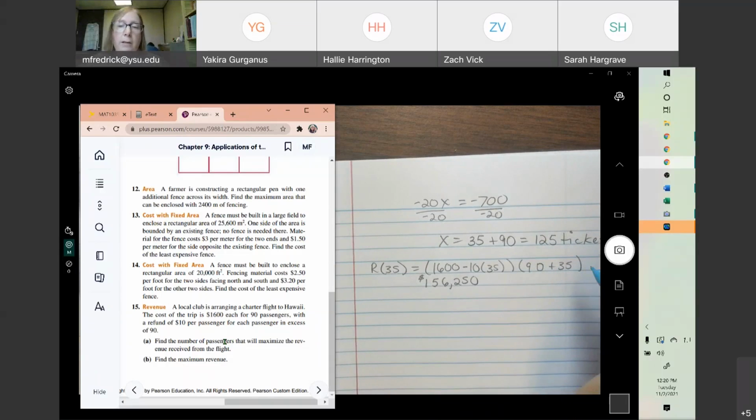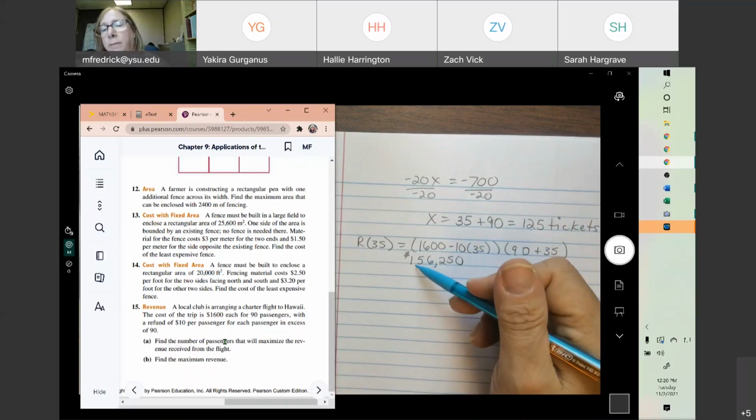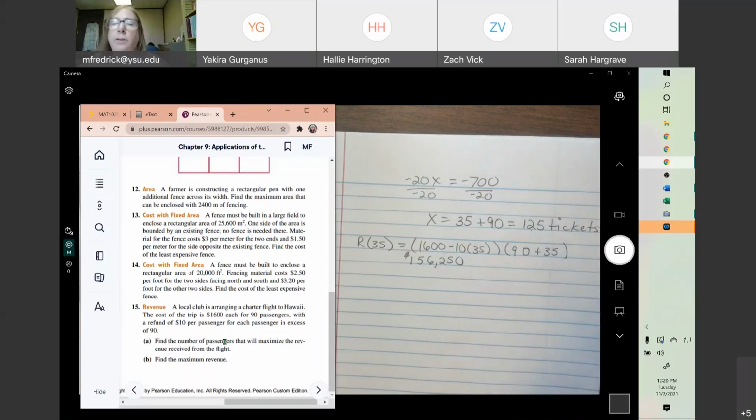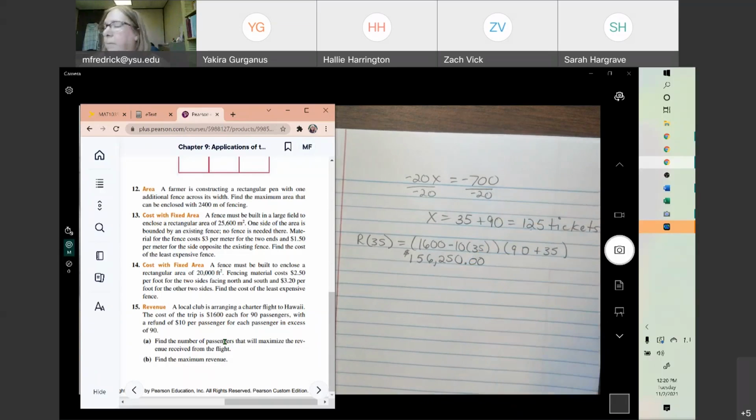Any questions on that? So it'd be 125 tickets will give us a revenue of $156,250. Any questions on that?